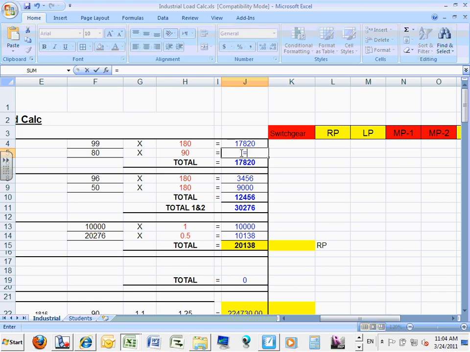Hit equal. Can you guys see equal? Then click on the 80, then type that little asterisk here. That's a multiplication. Pick the second cell. Can you guys see how it's typing cell times cell just by picking it? And hit enter. Off you go. That's multiplication.